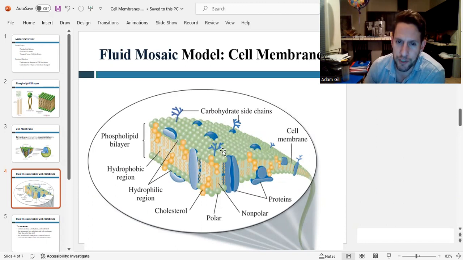So the amount of cholesterol can vary from organism to organism, but it always serves the same function, to stiffen the cell membrane a little bit. Now, these blue things here are proteins.